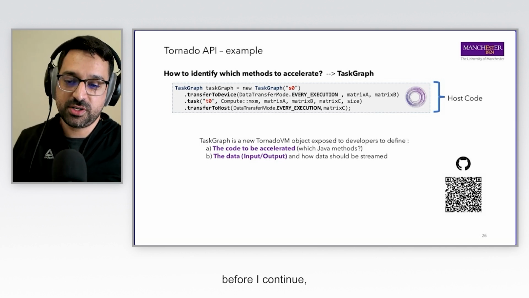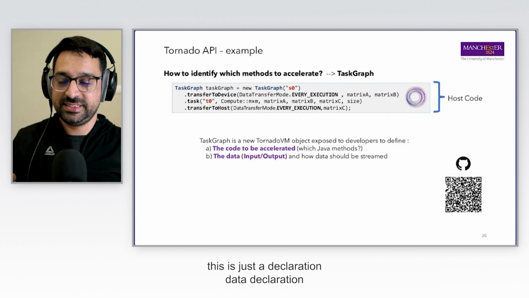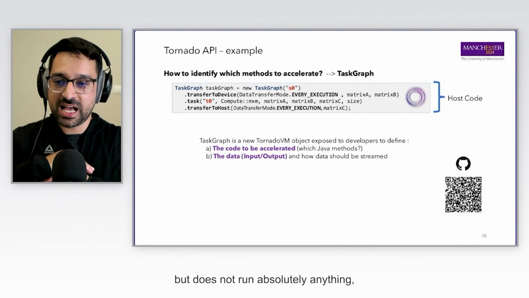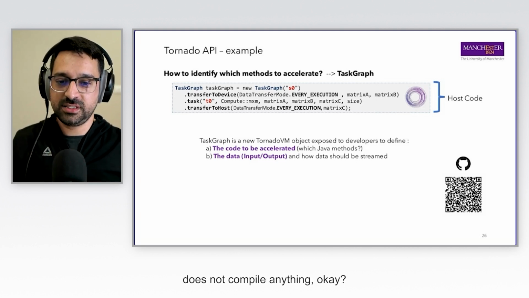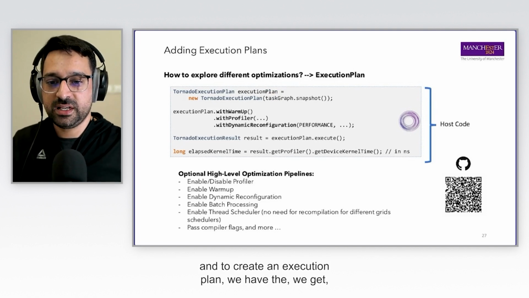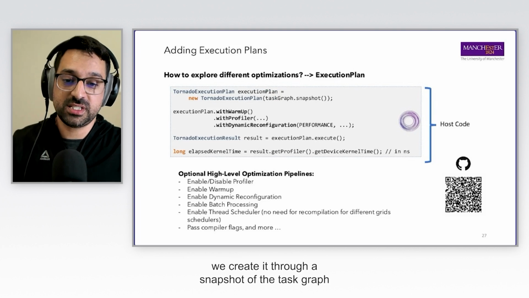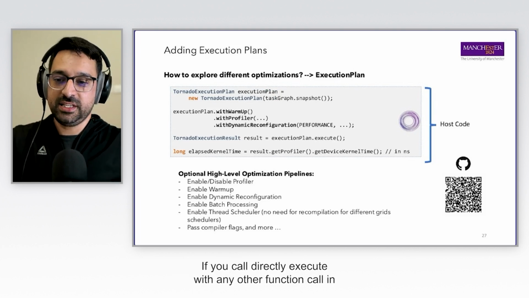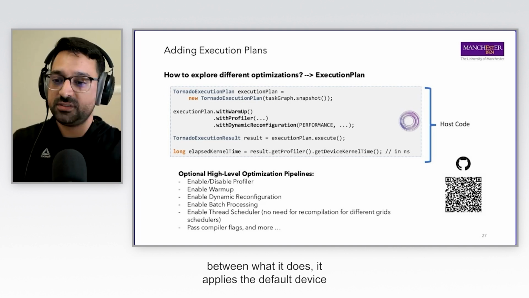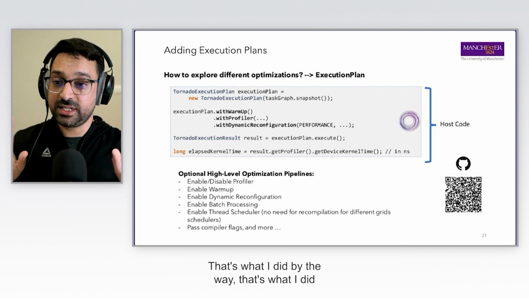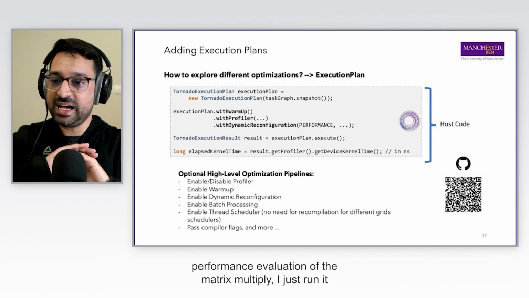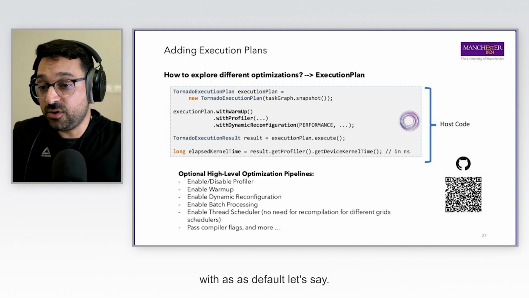One thing I want to mention here before I continue: this is just the declaration, the data declaration that you're going to use and the code you're going to run on the accelerator, but it does not run absolutely anything, and does not compile anything, okay? To run it, you need to create, as I mentioned before, an execution plan. And to create an execution plan, we create it through a snapshot of the task graph, and then you can call execute directly. If you call execute directly, without any other function call in between, it applies the default device with the default heuristic that Tornado has. That's what I did, by the way, for the first example I showed you at the very beginning, the performance evaluation of the matrix multiply. I just ran it as default, let's say.